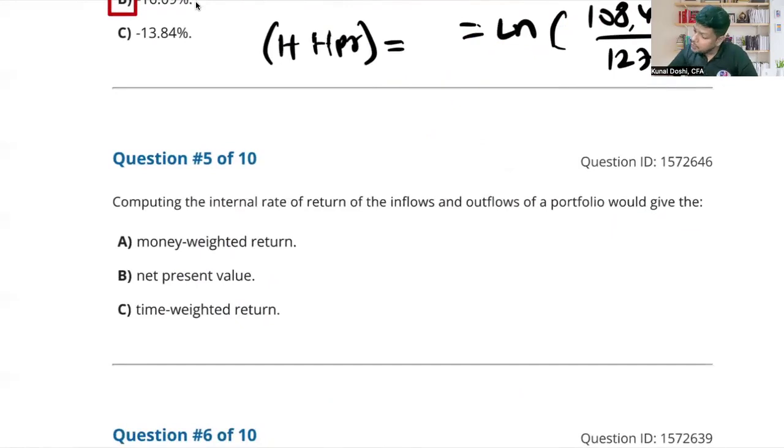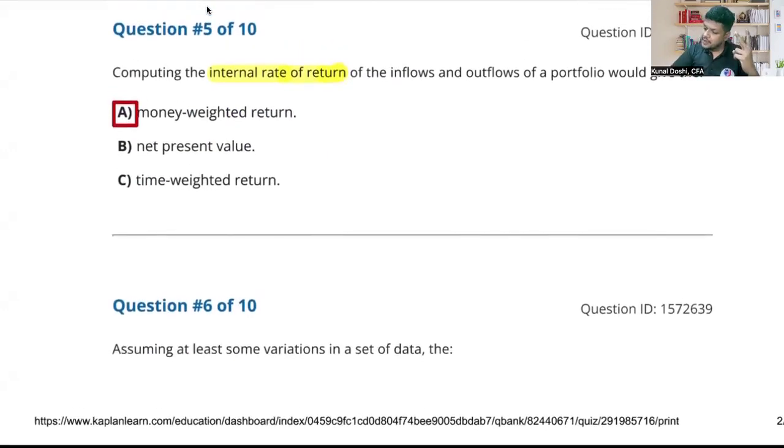Now, next question: computing the internal rate of return of the inflows and outflows of the portfolio would give us what? Yes, IRR. See how they ask questions. It's not only practical always. Which one of these is IRR? Yes, money weighted rate of return is also called IRR. Clear, everyone? Easy. Next, assuming at least some variations in a set of data. Everyone got it, right?